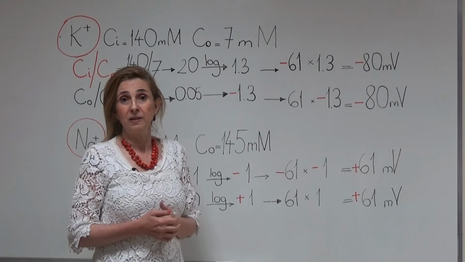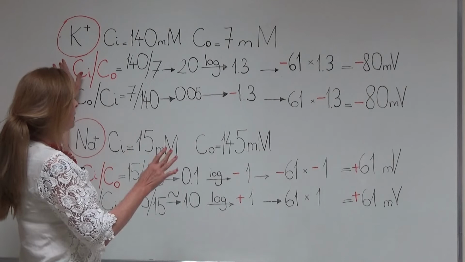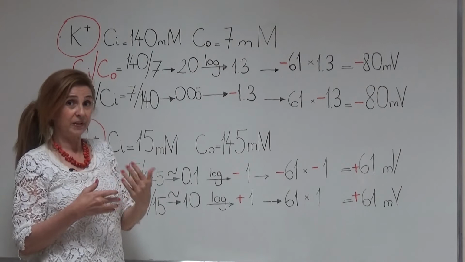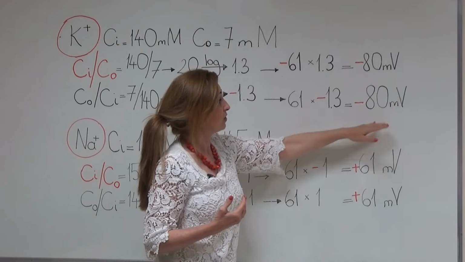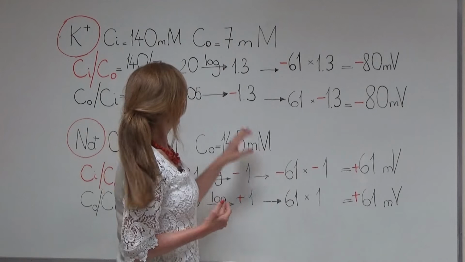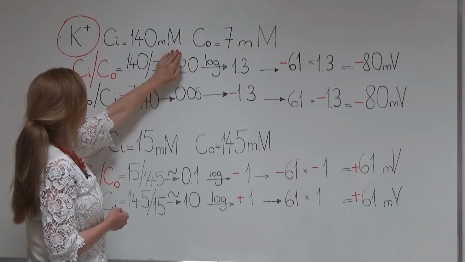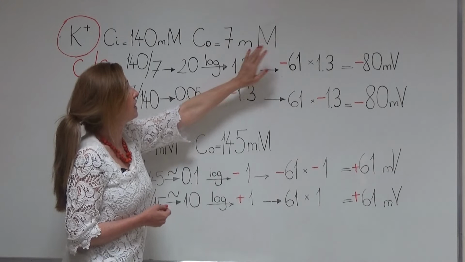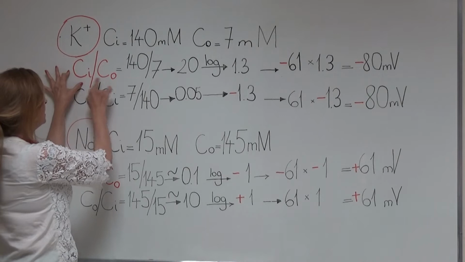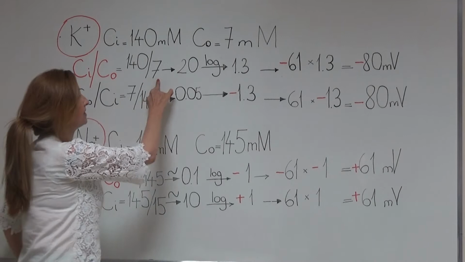Let's start with potassium. Here, in these examples, I have chosen internal and external concentrations that can be seen in mammalian neurons. And I have chosen Nernst potentials that you most commonly see or read in the books. If we have a look at potassium, the inner concentration of potassium is higher, it's 140 millimolar. External or outer concentration is 7 millimolar. So if we use the equation in the concentration inside over concentration outside way, then it is 140 over 7, which makes 20, the logarithm of which is going to give us 1.3.